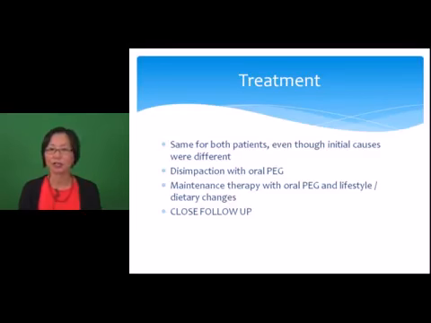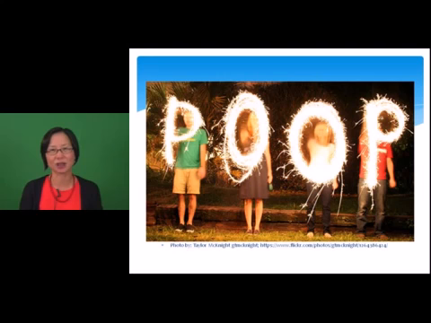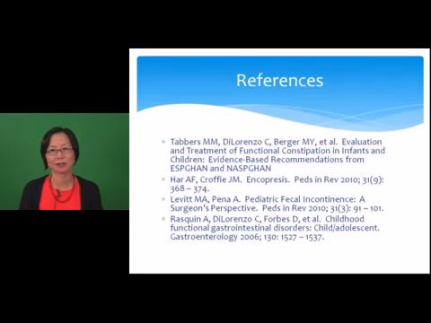So the treatment is actually the same for both of these patients, even though their initial causes were different. They both need disimpaction with oral PEG, and this would be something you would want the family to start on a Friday after school, or maybe if there's a holiday weekend. Then once they're cleared out, you want to do maintenance therapy with oral PEG and some lifestyle and dietary changes, and have really close follow-up. If you do these things, hopefully your children will improve over time, and they will have successful continence.